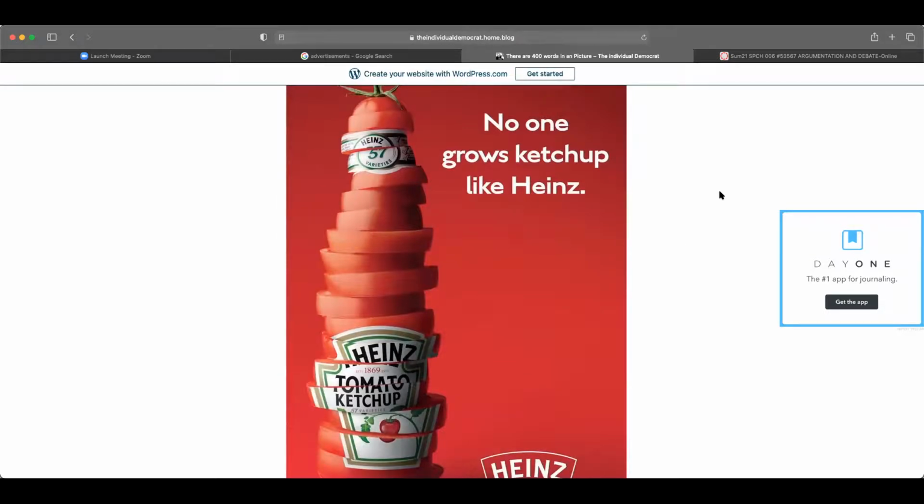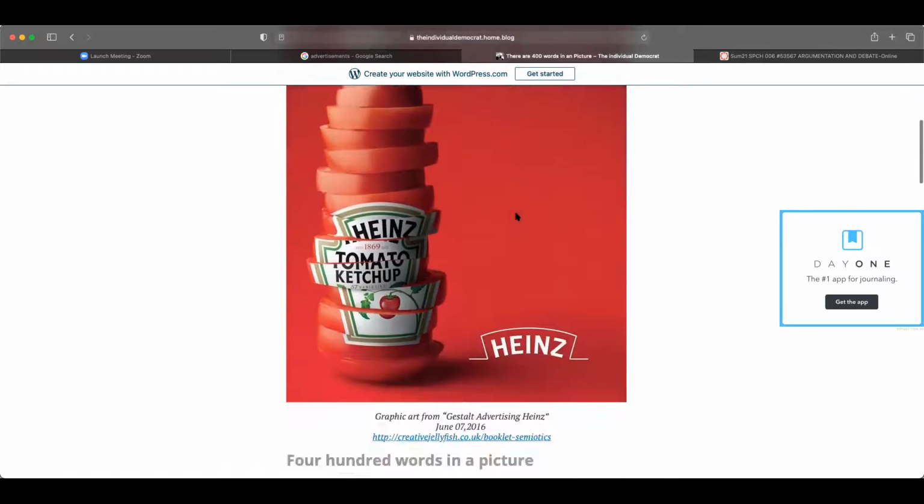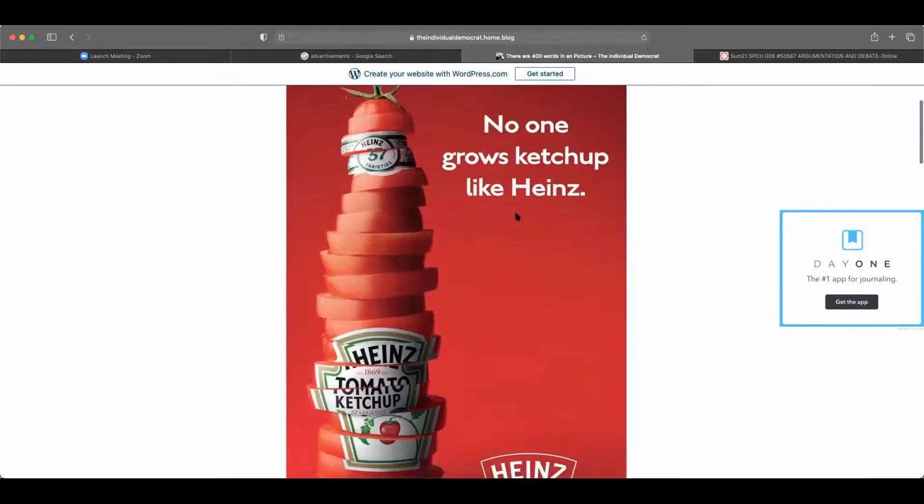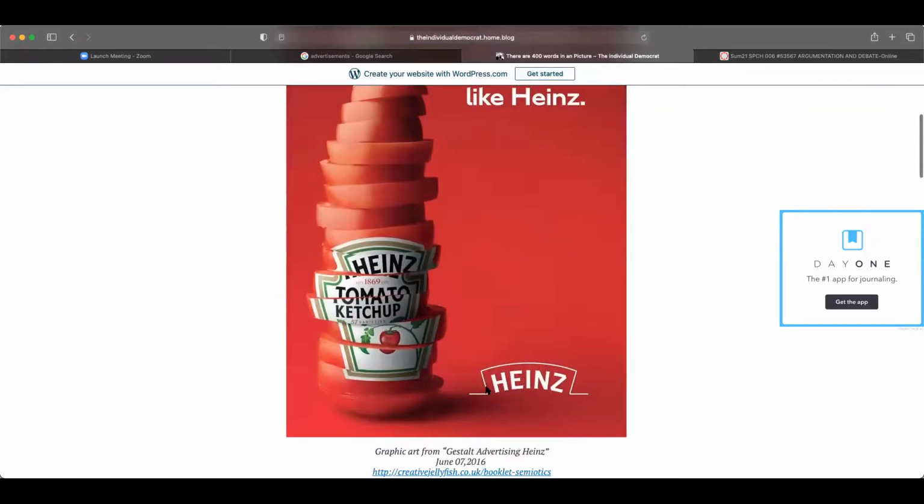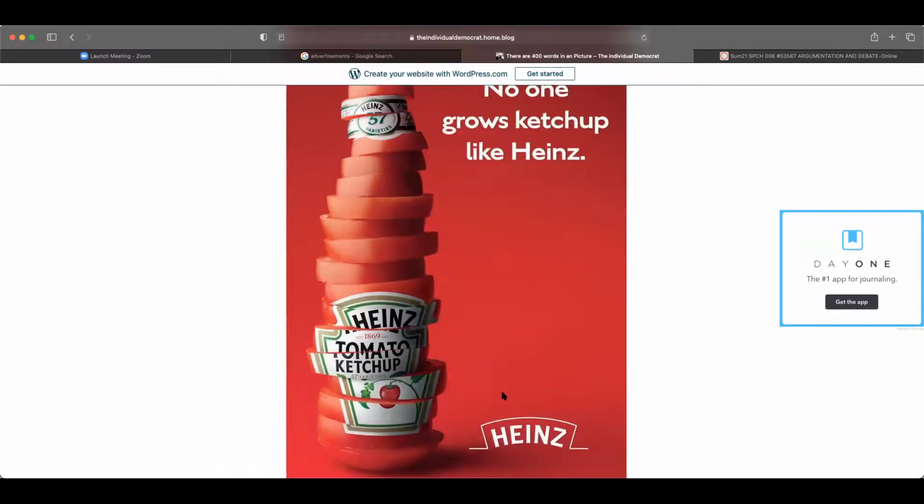So if I were to start my paper, I would start with the first question, kind of explaining what the artifact looks like. I would start by saying the background of the advertisement is red, the font is written in white, and we see a ketchup bottle being cut up in slices like a tomato, and the writing says no one grows ketchup like Heinz. That's what I would explain, the coloring, the writing, what it says, how a ketchup bottle is chopped up like you would a tomato. And I would explain that the logo of the Heinz company is in the advertisement. That's how I would introduce my paper.